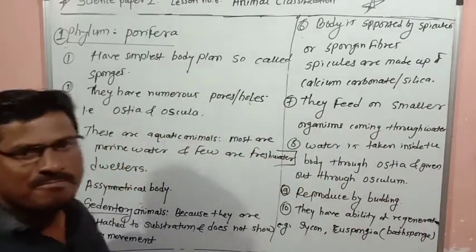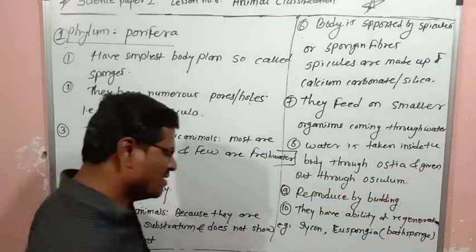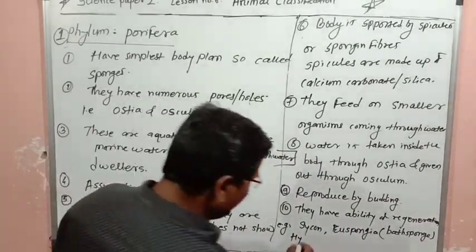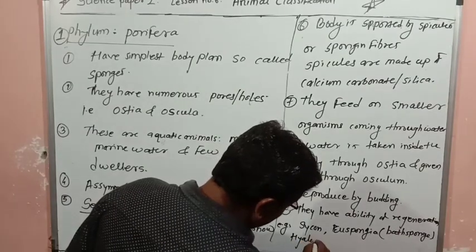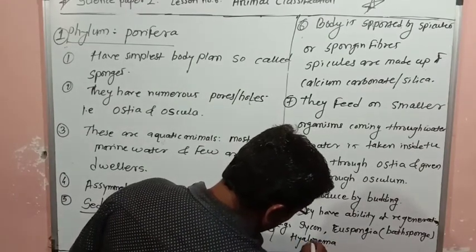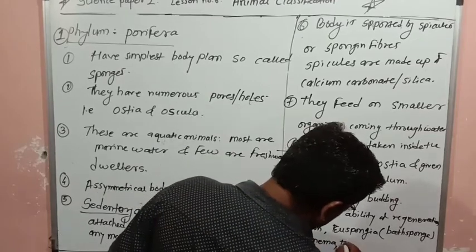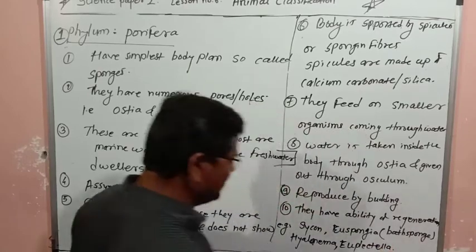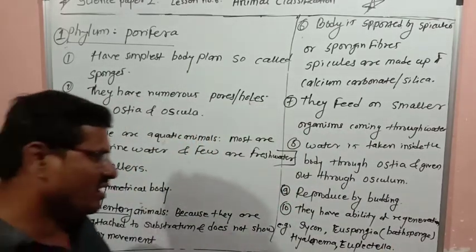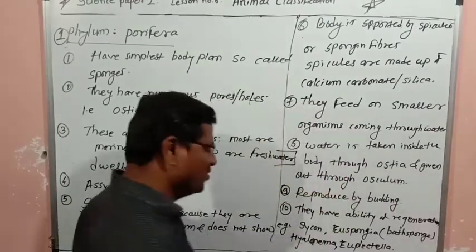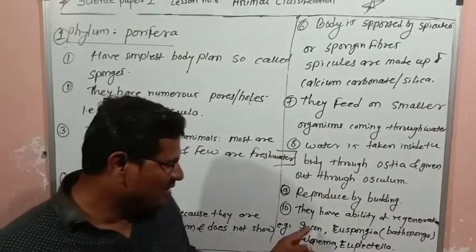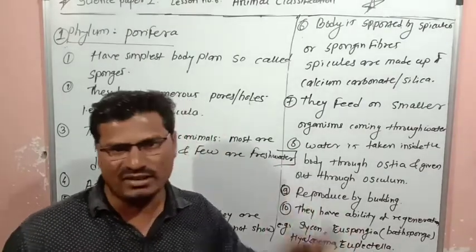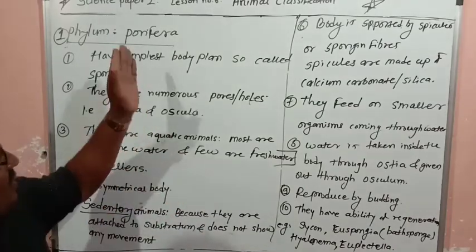Next one is Hylonema, and the last one is Euplectella. So these are the examples: Cyclone, Euspongia, bath sponge, Hylonema and Euplectella. These are the examples of Porifera.